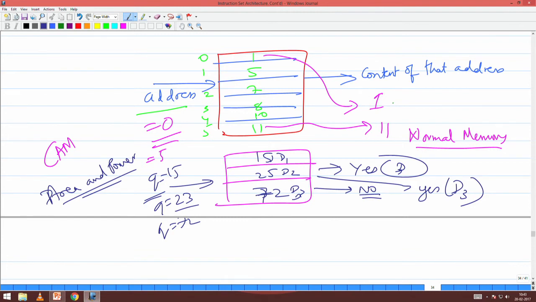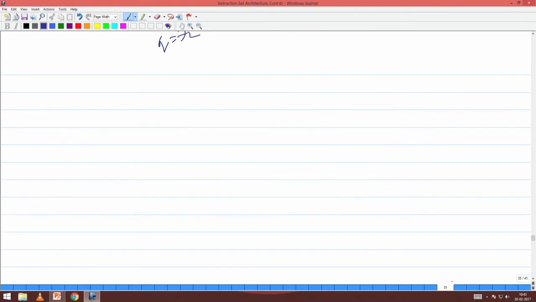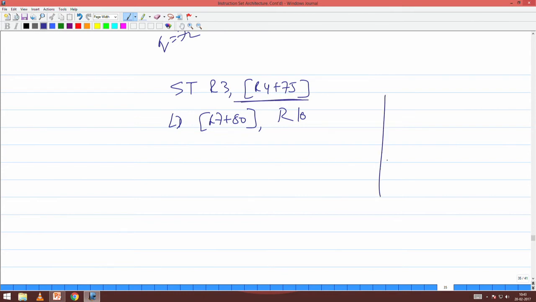Now, how will I use content addressable memory for this? Suppose last time we had store R3 to R4 plus 75, load R7 plus 80 into R10, something like that. So the moment I am getting R4 in the content addressable memory, let R4 be 1000.